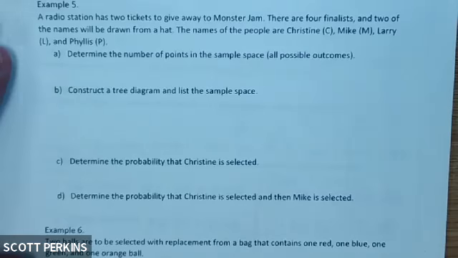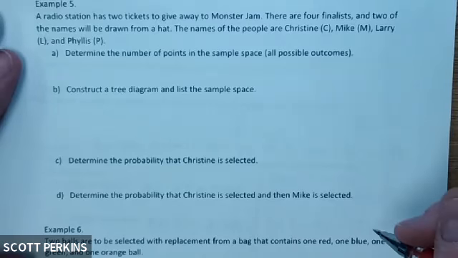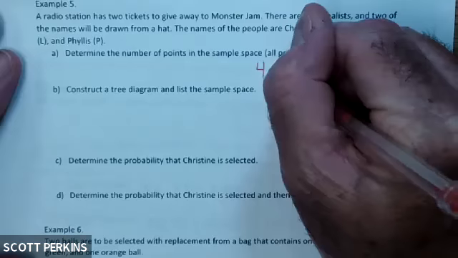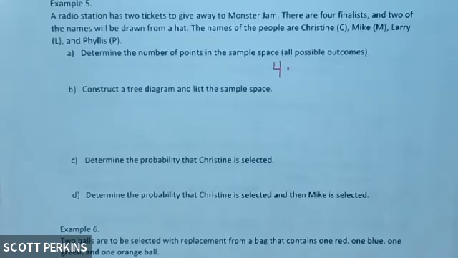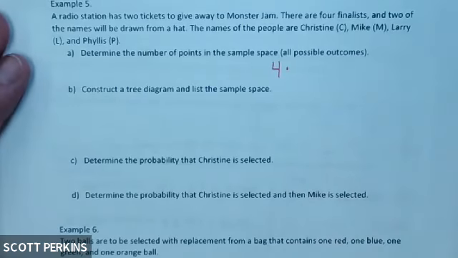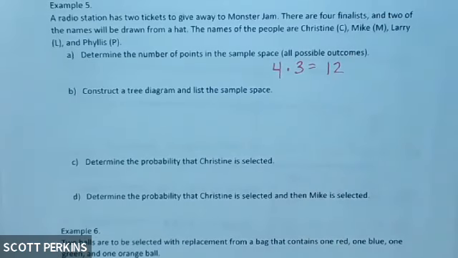When I put my hand in the hat, how many possible names can I draw out for the first ticket? 4. Okay. There's 4 people that could win the first ticket. And so whoever wins that first ticket, they're now celebrating on the sideline because they can't wait to go to Monster Jam. And now I put my hand in the hat the second time. How many options are there for the second ticket? 3. Okay, great. So there are 12 possible outcomes that can happen when I am giving away these tickets. Okay. So far, so good. We're doing all right.